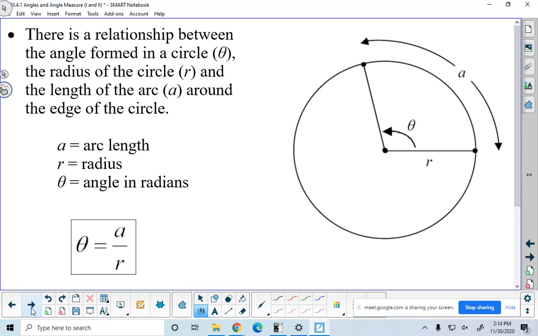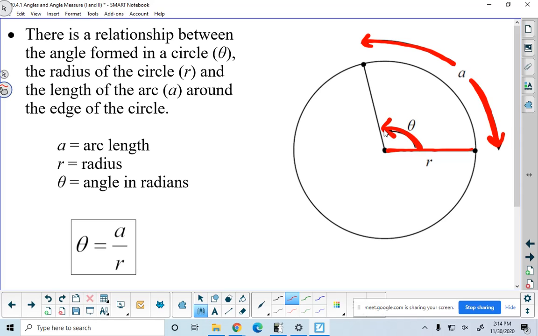Now, arc length is the distance around the outer edge of a circle. And I hope it's obvious that there must be some kind of relationship. Looking at this diagram, there has to be some kind of relationship between how much the angle is, what the radius is, and what this arc length is. Just common sense says if the angle is greater, the arc length will be greater, and if the radius is greater, the arc length will be greater as well.